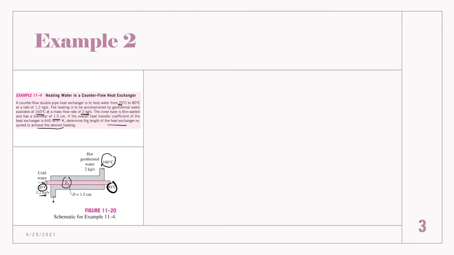First thing first, we need to know the properties of these two fluids. The properties that you need to find are the specific heat of water and also the geothermal fluid. For water, Cp is equal to 4.18.